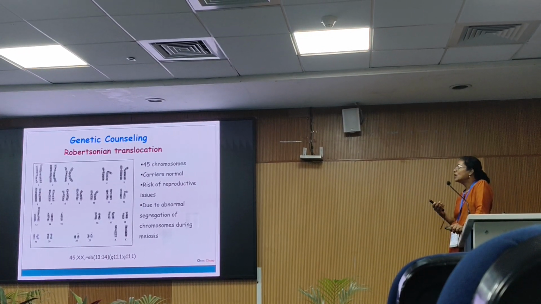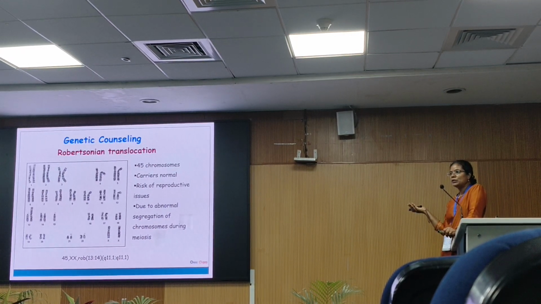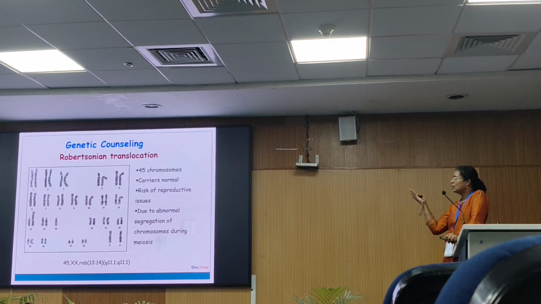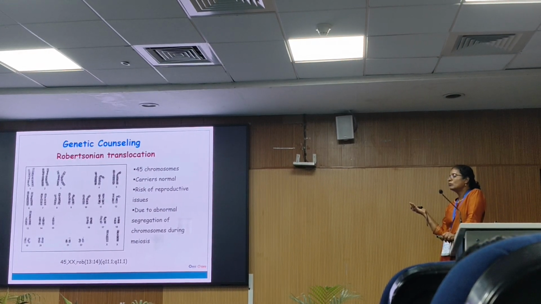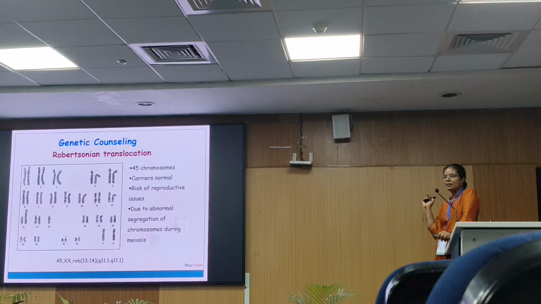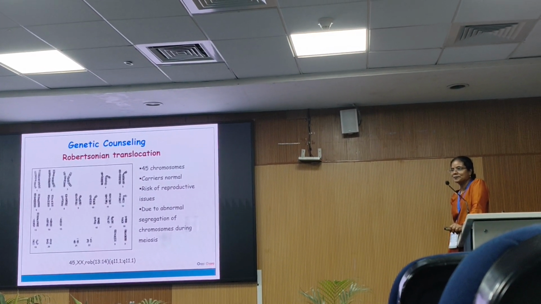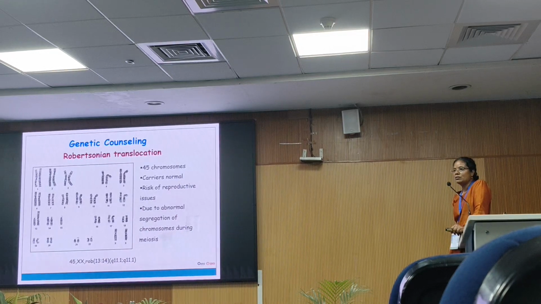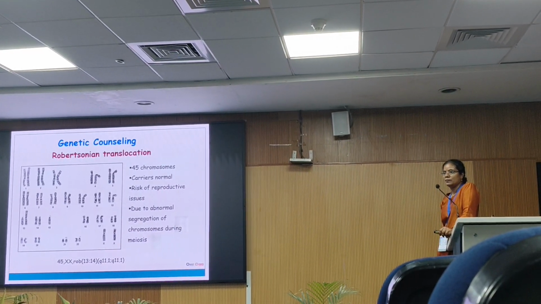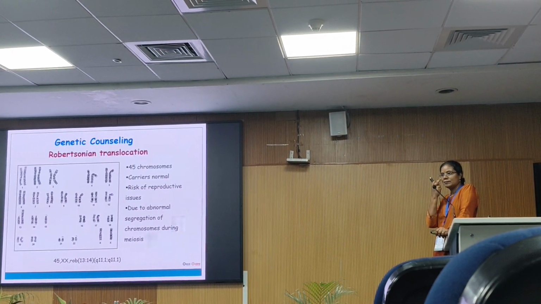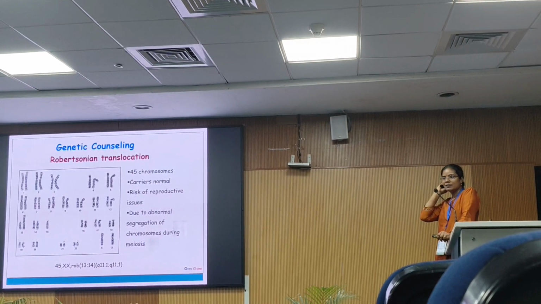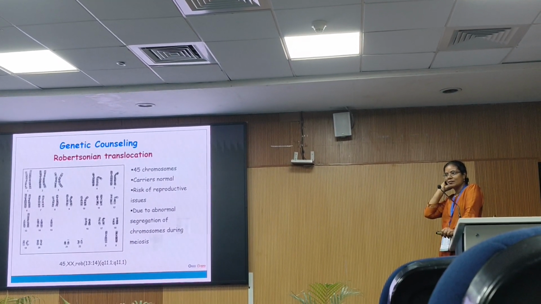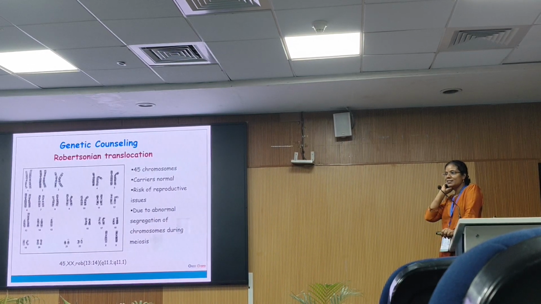So in here, what we do is tell the couple that they can come for a prenatal diagnosis. What could be the risk in this case? Can anyone tell? Actually, I wanted to ask you, what could be the risk if it is only 45 chromosomes with a Robertsonian translocation involving only the D group? Yeah, someone is telling. Rupa? Okay, what is the risk?